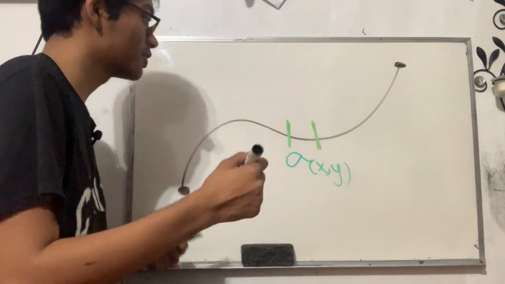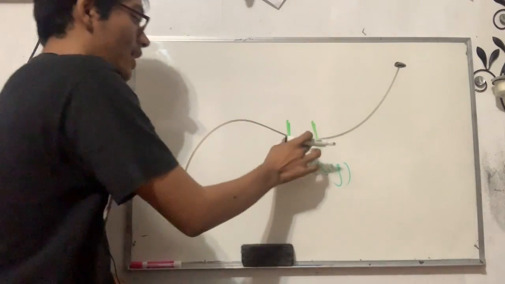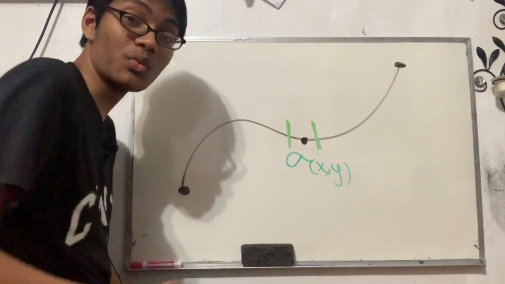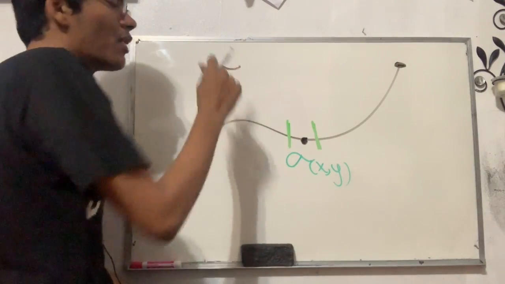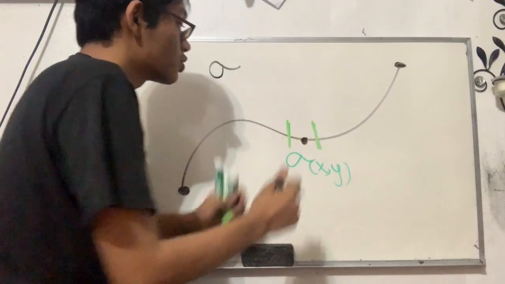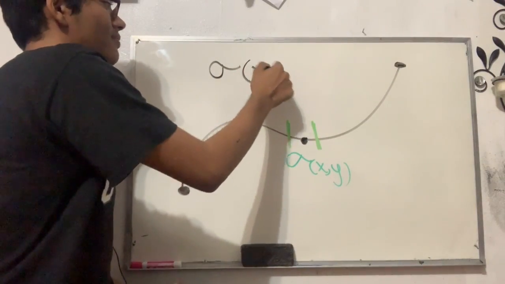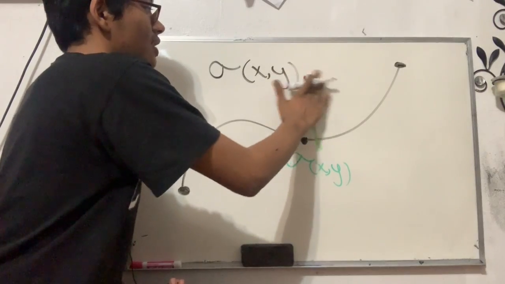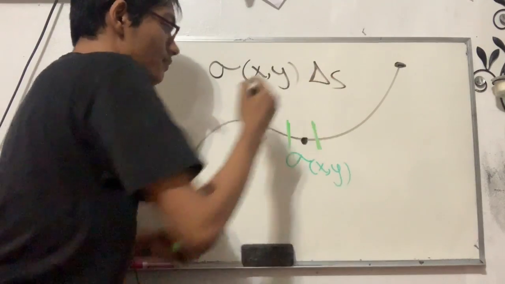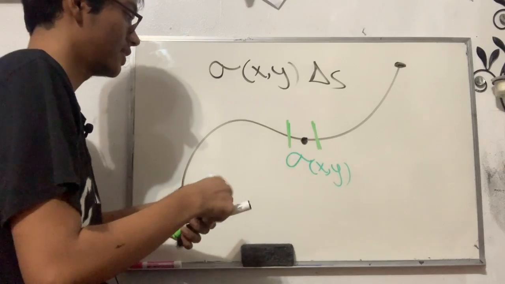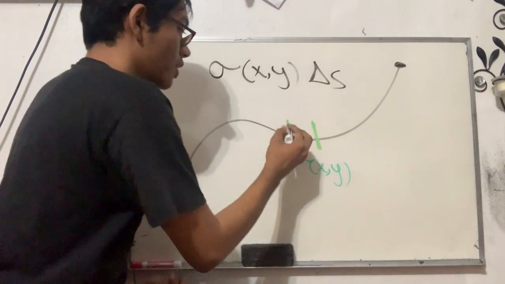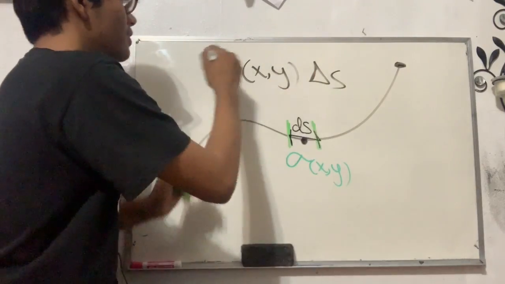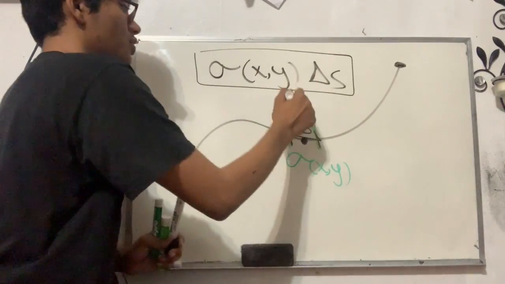So let me show you what I mean. So if I have this much mass density at this point on the wire, the mass on this total wire is simply sigma x y times the small change in the length of the wire. Right, so if the change in the length of this wire over here is ds, the total mass of the wire at this point would be this much.